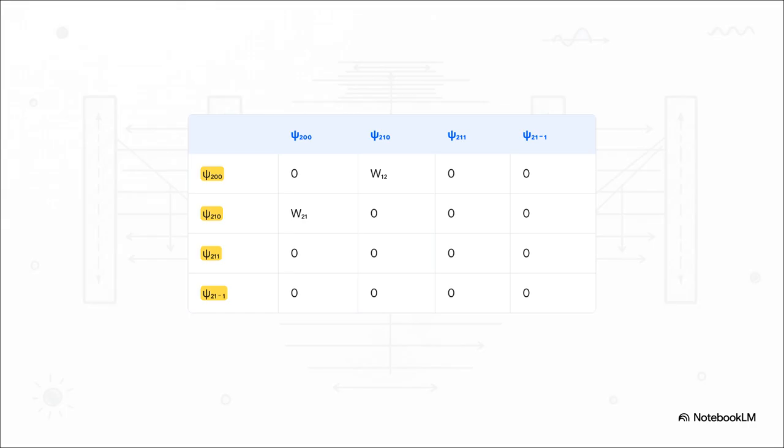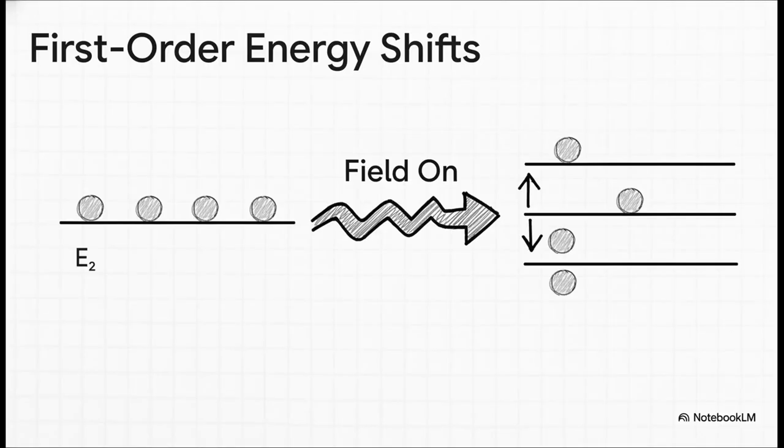Most of them are zero. Again, because of symmetry and selection rules. The only states that the perturbation actually connects are the 2s state and the 2pz state. Why? Because they have opposite parity, just like we needed before for a non-zero integral. Now, the first-order energy corrections are just the eigenvalues of this matrix. And when you diagonalize that simple 2x2 block, you find the shifts.